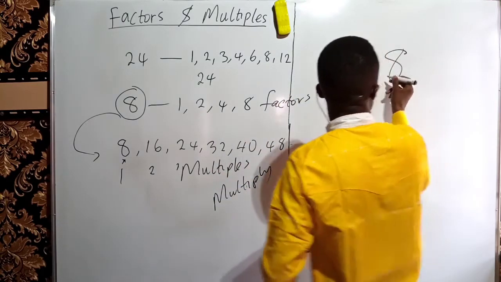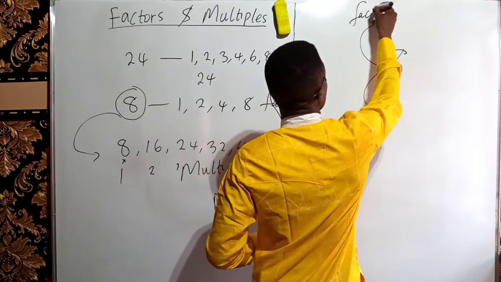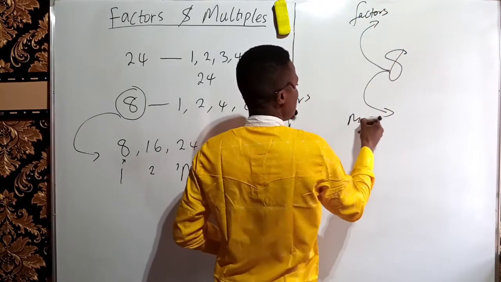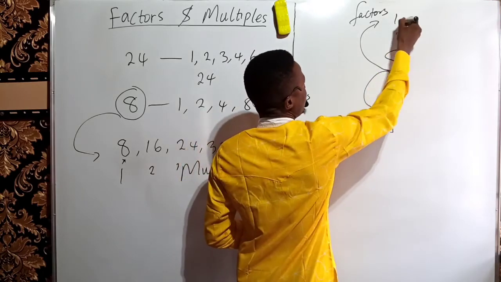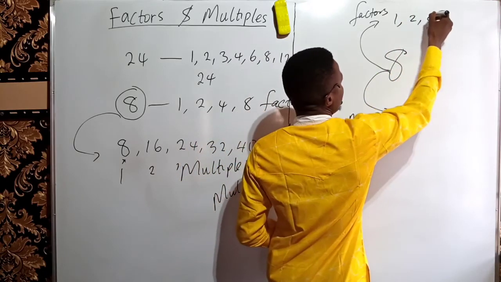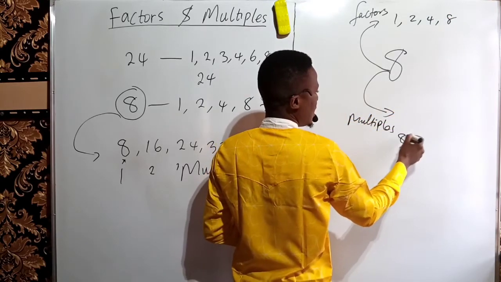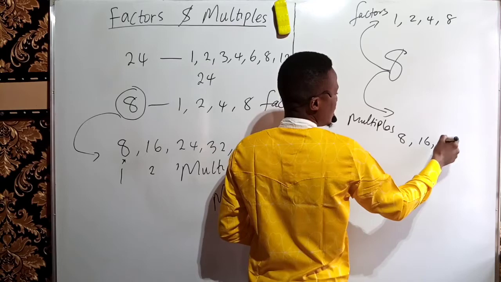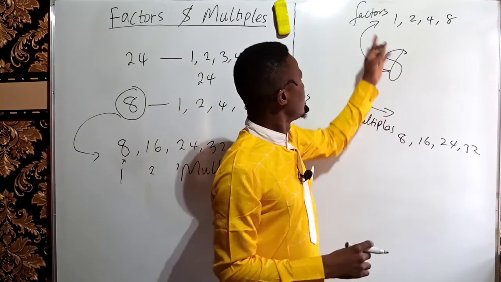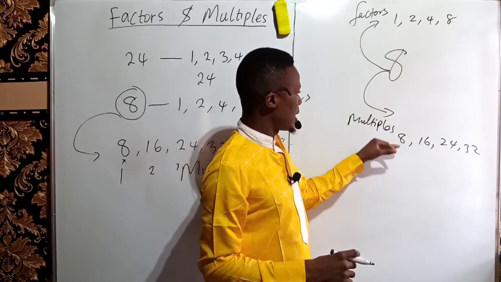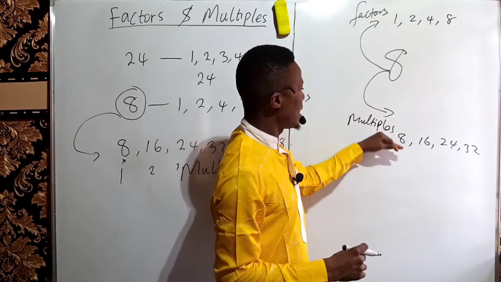Let's say 8, factors, multiples. You can see that factors of 8 are 1, 2, 4, and 8. Multiples of 8 are 8, 16, 24, 32, etc. So many of them. These are the factors of 8, while these are the multiples of 8.